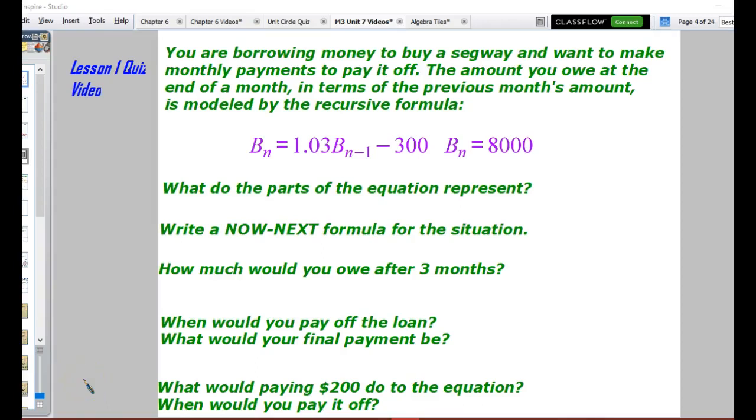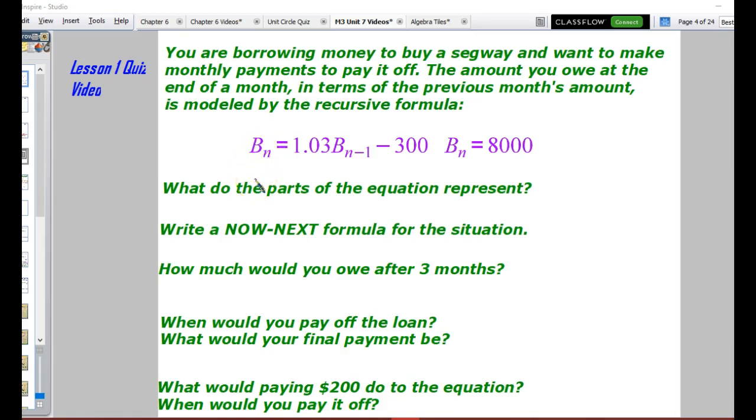We're borrowing money to buy a Segway and we want to make monthly payments to pay it off. So the amount you owe at the end of a month in terms of the previous month's amount is modeled by the recursive formula given here in purple. So the b sub n and the b sub n minus 1, we talked about recursive in the last video, but this means the last month's amount, and this would be your current month's amount.